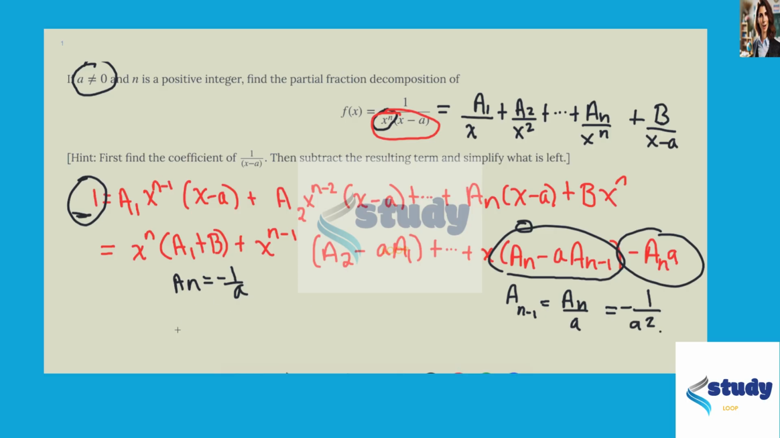Similarly, an minus 2 equals an minus 1 over a. So here, negative 1 over a cubed. That's a negative up there. And continuing in this fashion, actually, let me take a step back here. This should have been an minus 1. Is that what I had? Okay, so let me go to the next page.